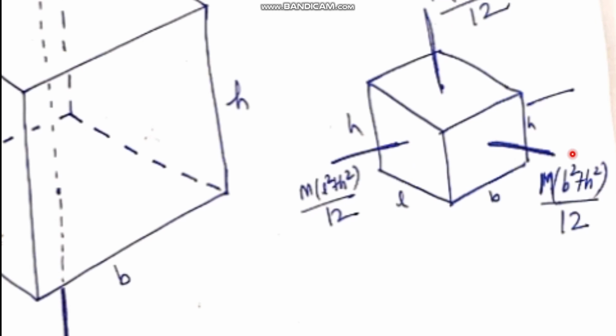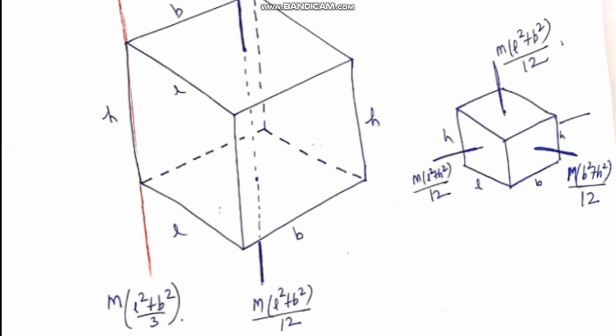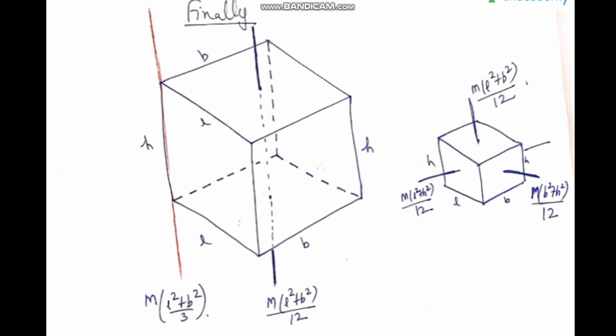If we have this axis, this is parallel to L, so the moment of inertia will not depend on L. It will be m into b square plus h square by 12. Similarly, if we have this axis, then the moment of inertia will be m into L square plus h square by 12. So in this example, I started with the basic formula mL square by 3 for a rod, and I explained how you can extend it for a rectangular plate and a box.